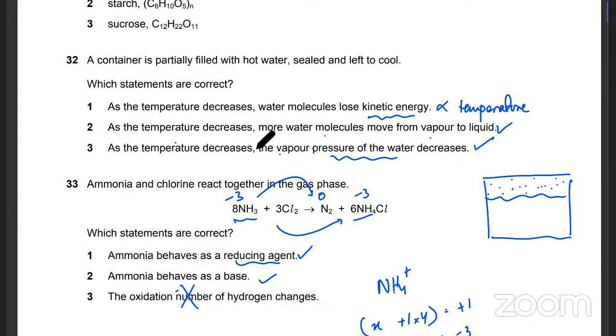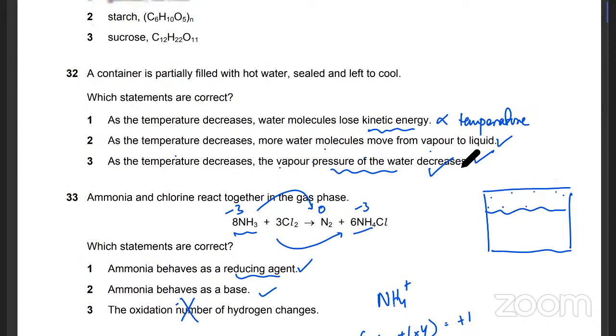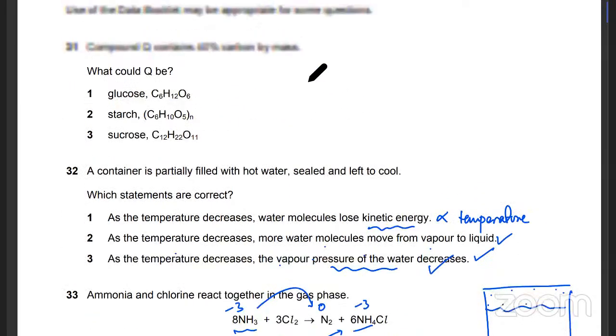So if the temperature decreases, there's going to be less vapor, because at a lower temperature, the amount of vapor is going to be lesser. And if it's lesser, the pressure that is going to be exerted is also going to be lesser. So that is also true, because you're going to have less vapor, less gas, and less pressure exerted by that gas. Moving to the next one, Q contains 40% carbon by mass.